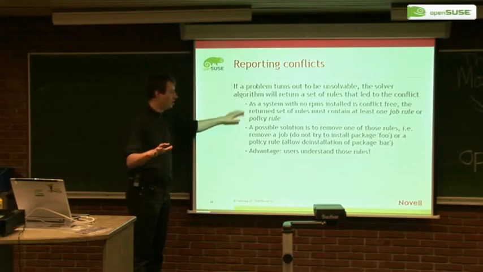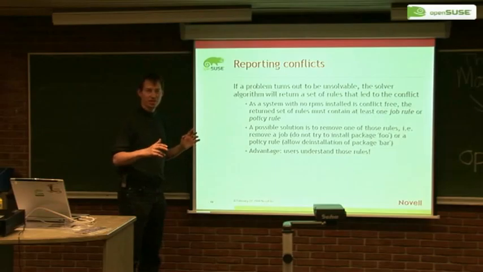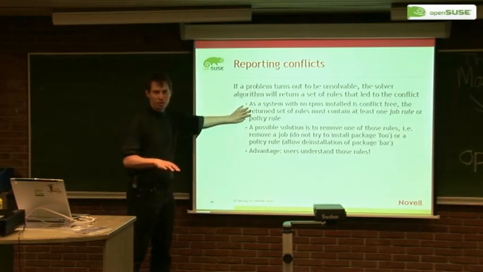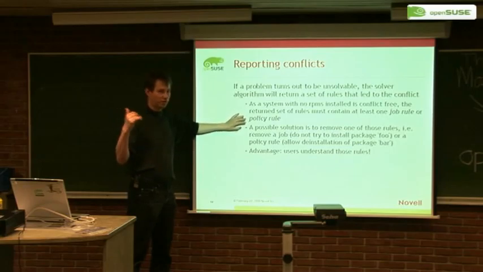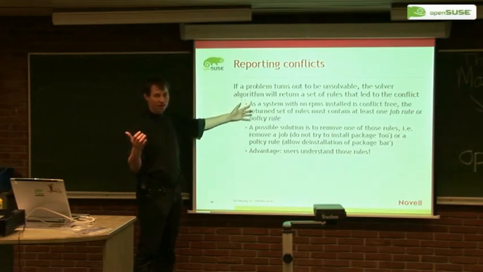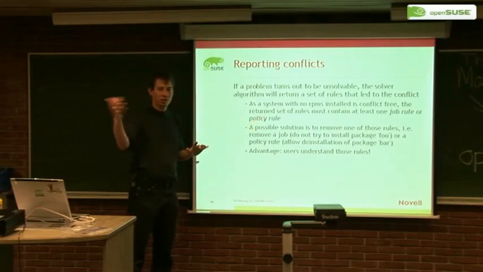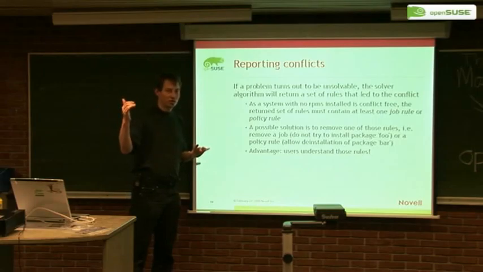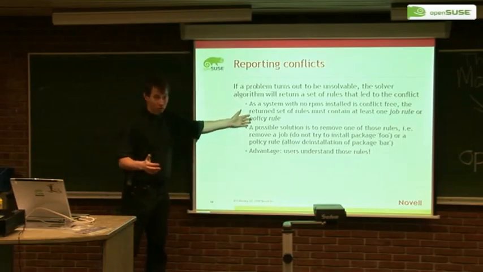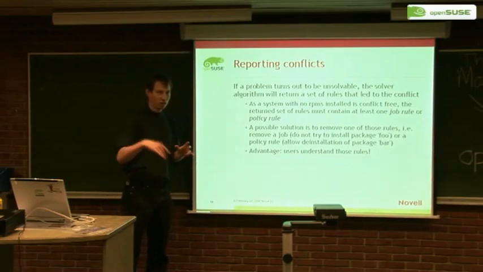Normally we have at least one system or job rule, and we can create suggestions by leaving out all the RPM rules, because we normally don't want to break RPM rules, because this just leads to an inconsistent system. So we just ask the user, is it okay to break that job rule? Which means you clicked install that package, maybe you don't want to do that and just leave the old package alone or don't install it. Or maybe do away with the policy rule. That means, is it okay to delete that package? Or is it okay to change a vendor?